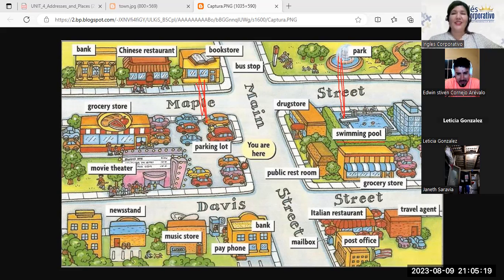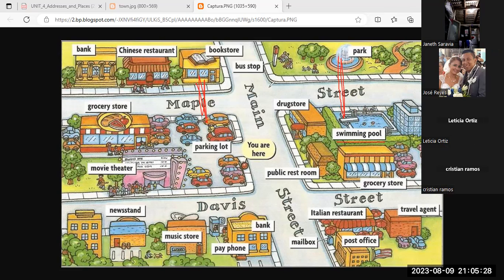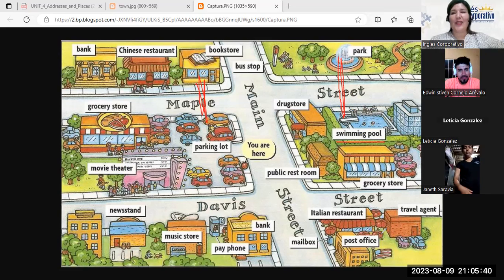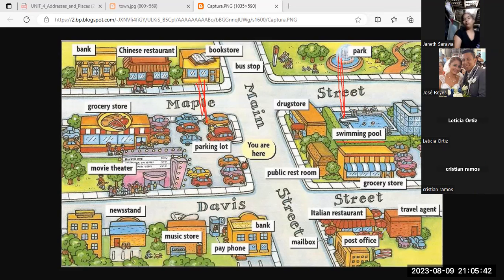Leticia González, dígame una, para irse a dormir. Ya lo ya quedé. Casi, casi. Buenas noches. Have a good night, bye bye. Ajá, Janet. Falta que me diga uno. Ay, Leticia, vamos, vamos, vamos. Leticia Ortiz, give me one.